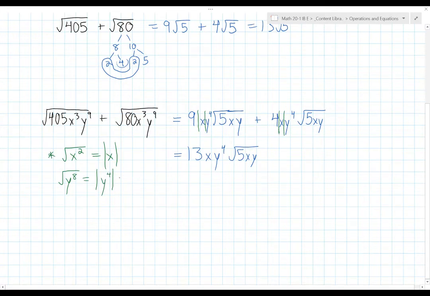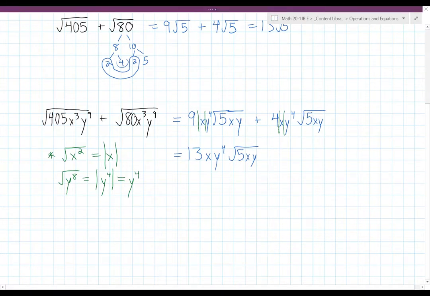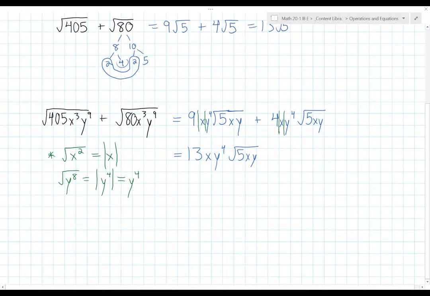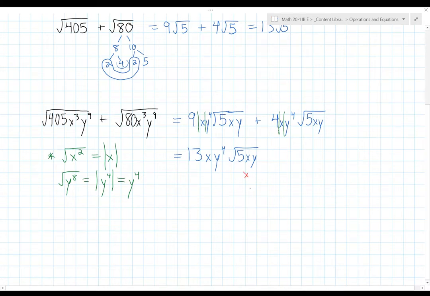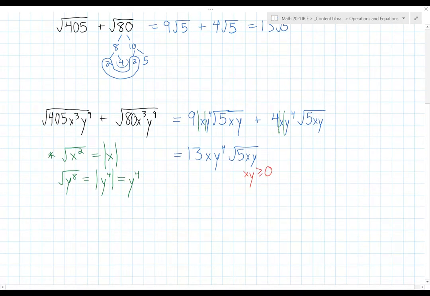However, because that's an even power, it's already positive. So that's just the same as y to the power of 4. Now, we also have to worry, and we talked about this a little bit with functions, but it's a little trickier when I have two variables. In this case, I know that the overall product of whatever's inside that radical has to be positive. So in other words, that xy has to be greater than or equal to 0.